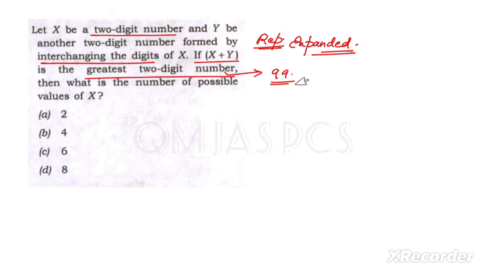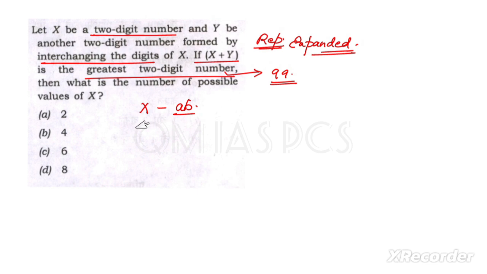This is very basic. You should understand these things: the greatest two-digit number, the smallest two-digit number, the greatest one-digit number. Now, x is a two-digit number. So if x is a two-digit number, I'm considering x as ab. We can't consider any particular number for a two-digit number, we have to consider a general number like ab.